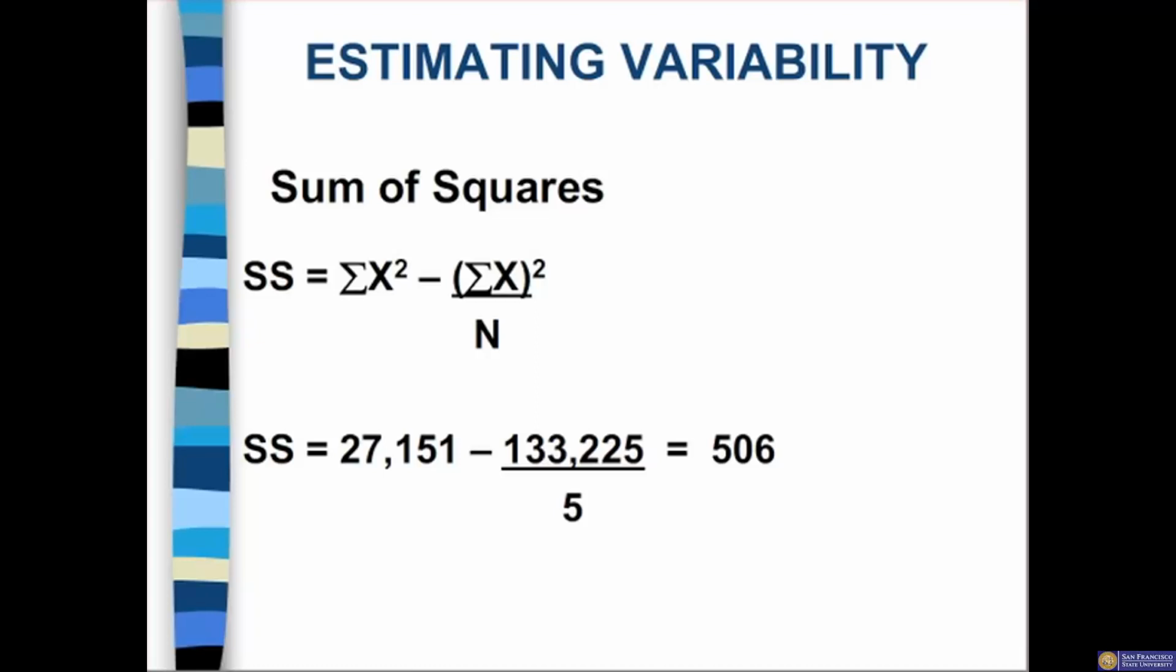Ultimately, we're trying to get a number that represents, for our entire data set, how much scores differed from the mean, and this number will give us a score of 506 for those 5 scores.